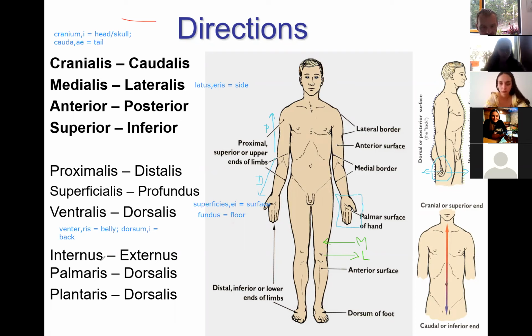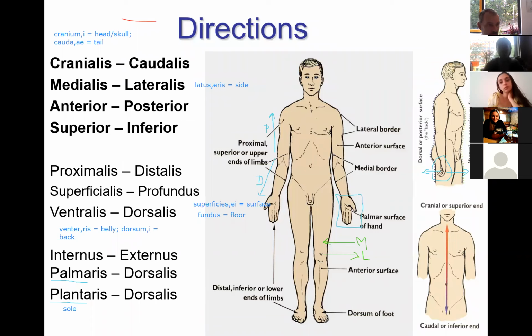So what is internal, external? It's obvious. And here, what is palma and planta? Palma is a palm and planta is a sole, the sole of the foot. So palmaris, plantaris is the surface or direction of the palm and of the sole, respectively. Okay, so these are the main directions.